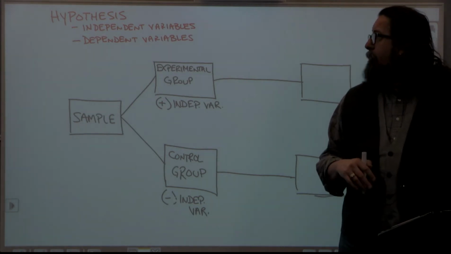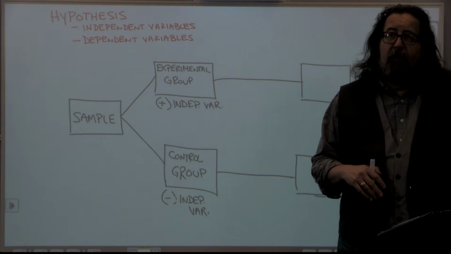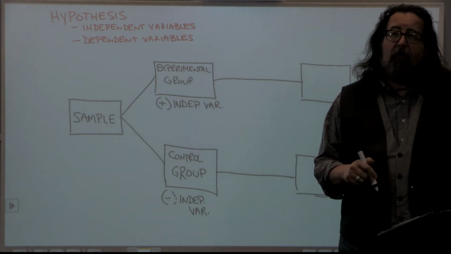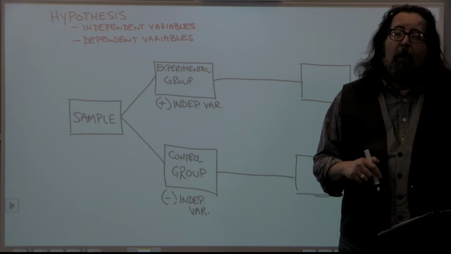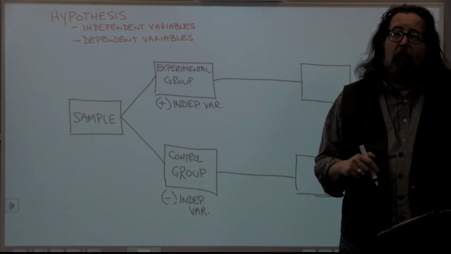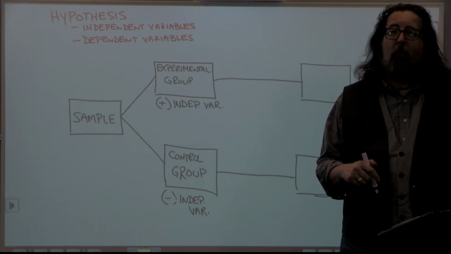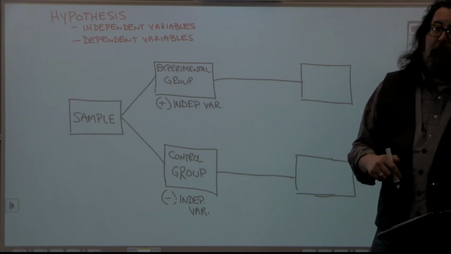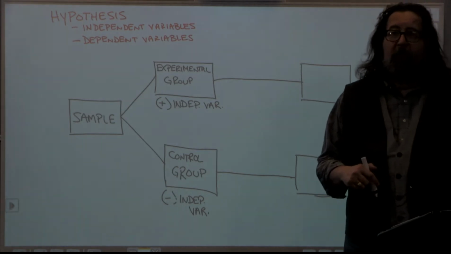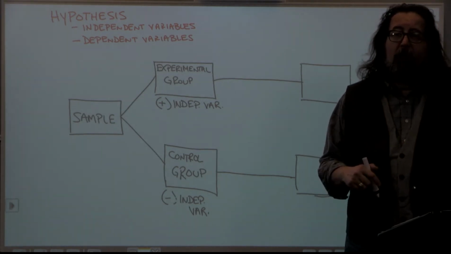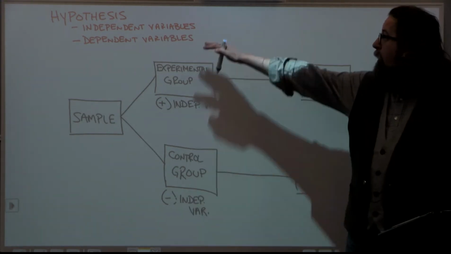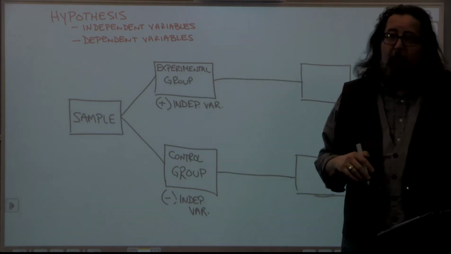Clearly the hypothesis we're going to use is the idea that sex offenders who engage in cognitive behavioral therapy will reduce their likelihood of reoffending again. So our hypothesis is our educated guess or our statement about what we expect to see happen, and it also includes descriptions of what our independent and dependent variables are.